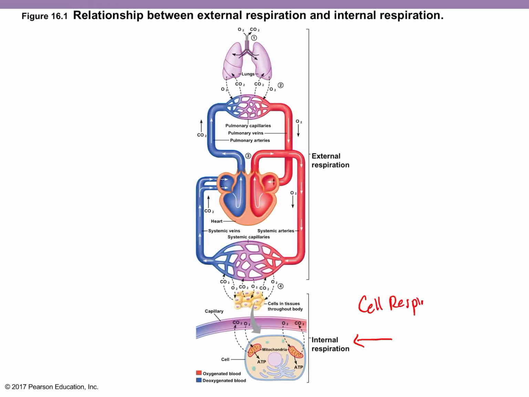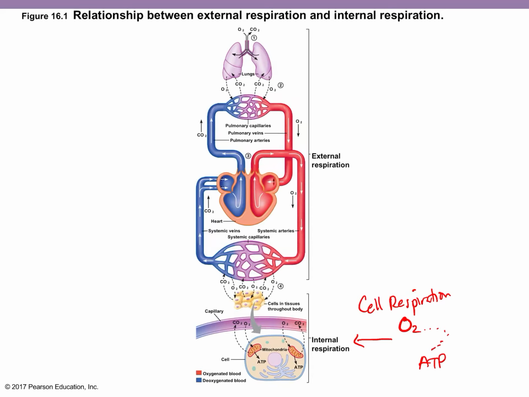So internal respiration is basically cell respiration. This is what's going on, how our individual cells are using the oxygen to make ATP, right? So oxidative phosphorylation, oxygen will eventually be used to make ATP. Every single one of our cells needs a copious amount of ATP every day to function.